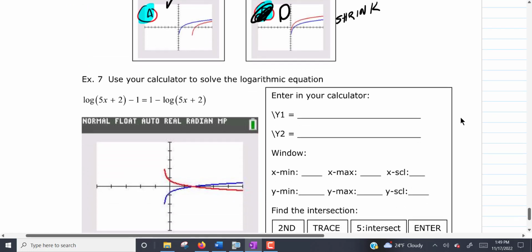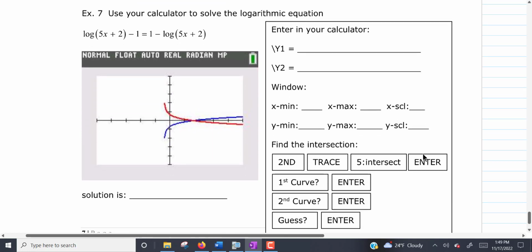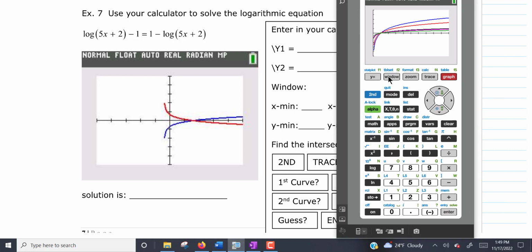Okay, so let's do this real quick on your calculator. This is the last thing I want to show you. We're going to solve an equation. You'll see one of these on web work. So you want to go to your calculator, and we're going to solve this equation with the calculator.